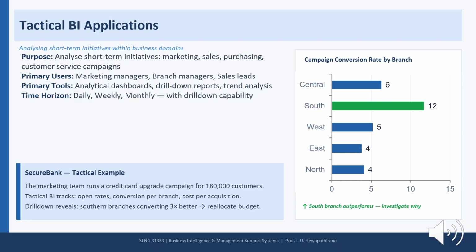What does a good BI analyst do when they see this? They do not just report the number. They investigate. Is it the branch manager, the local demographics, a particular sales approach? Once you understand why South is outperforming, you can replicate that success elsewhere and reallocate your marketing budget accordingly. This is the power of Tactical BI. It turns aggregate numbers into actionable insights.